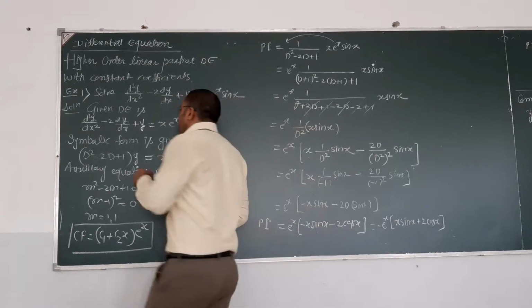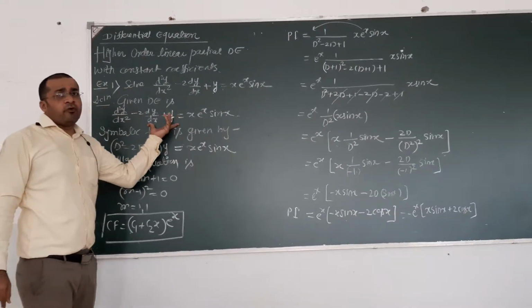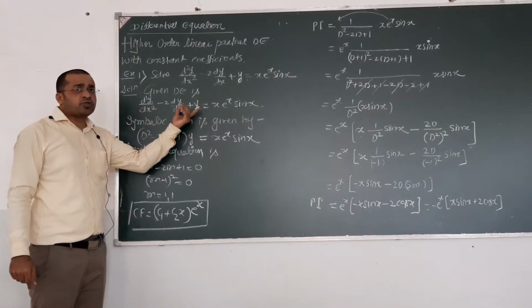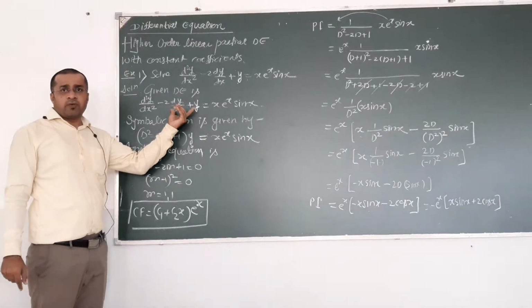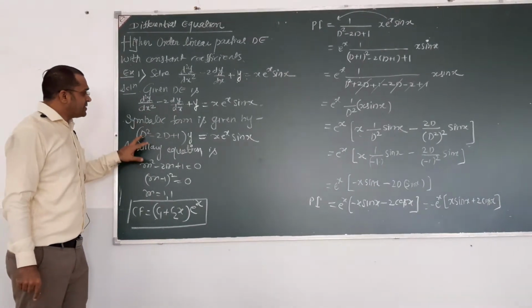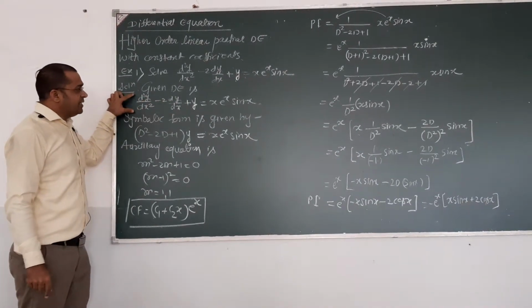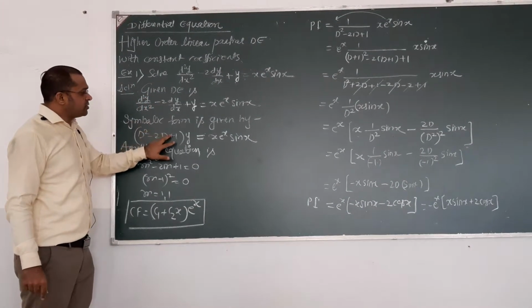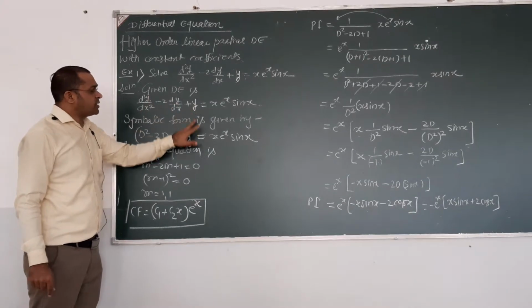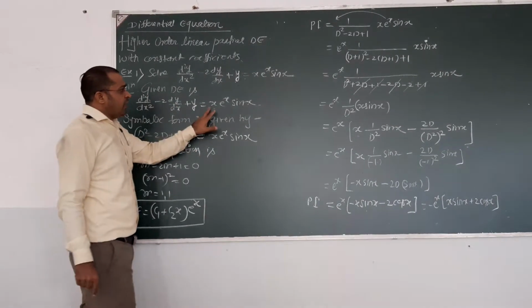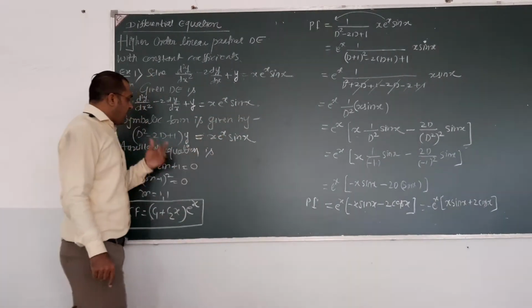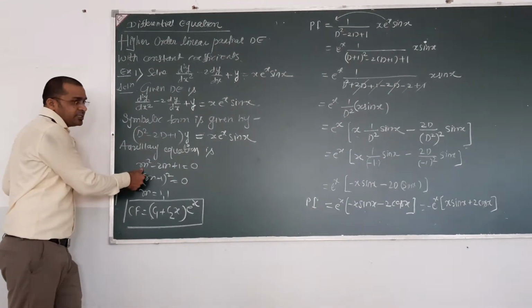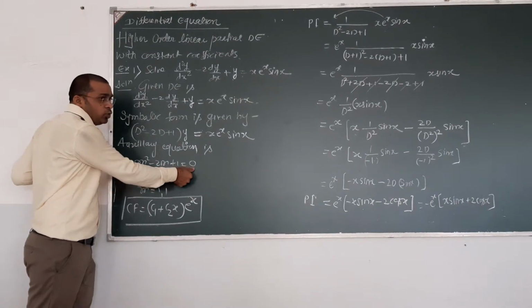Now, first job is to find the complementary function for this differential equation. For that we write the given equation into the symbolic form. For symbolic form we just take D as d/dx. So this will be D² minus 2D plus 1, with y taken common, equals x e^x sin x. After that our job is to find the auxiliary equation. I just replace D by m. It is m² minus 2m plus 1 equals 0.